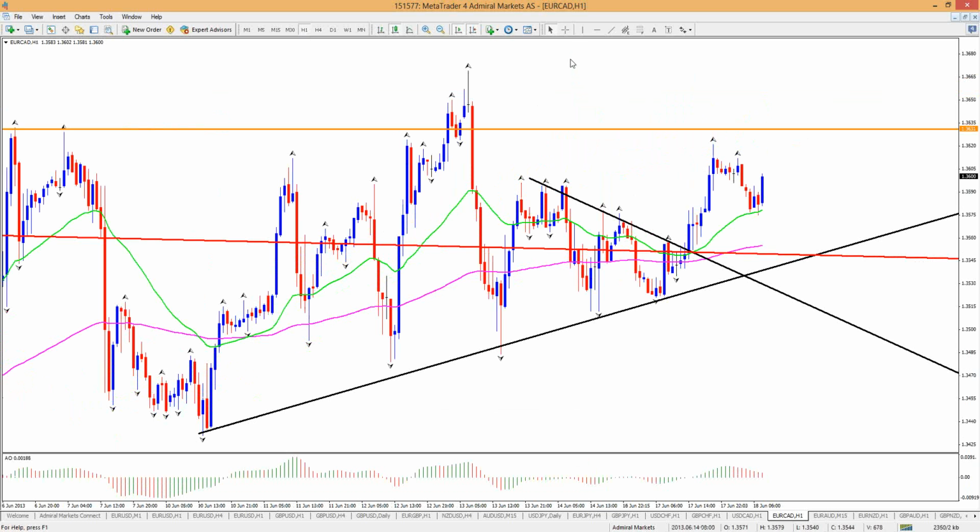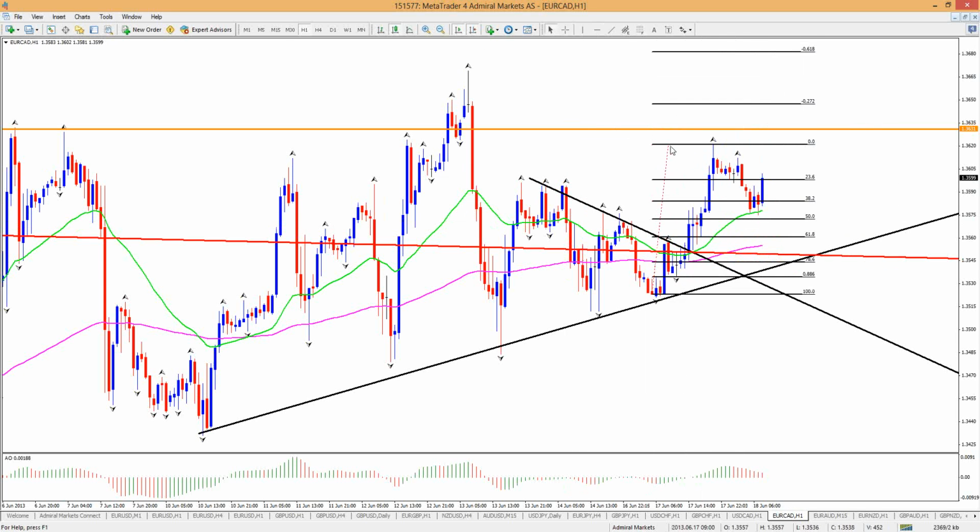Alrighty. The Euro CAD, let's see, bounced off the 50 fib, I think. Yeah, almost 50. I took this 382, and I wanted to take the 618 to be honest, but didn't get there yet. Let's see.